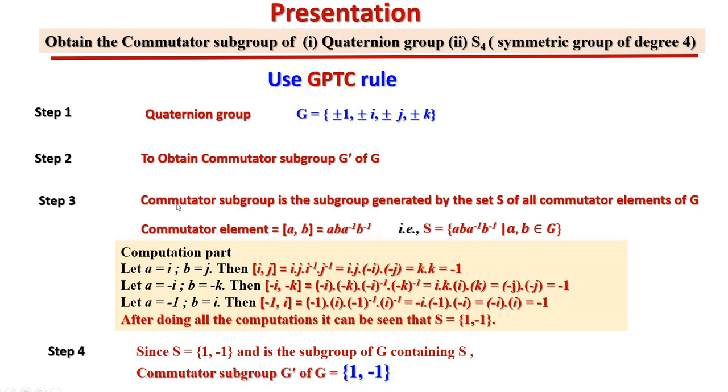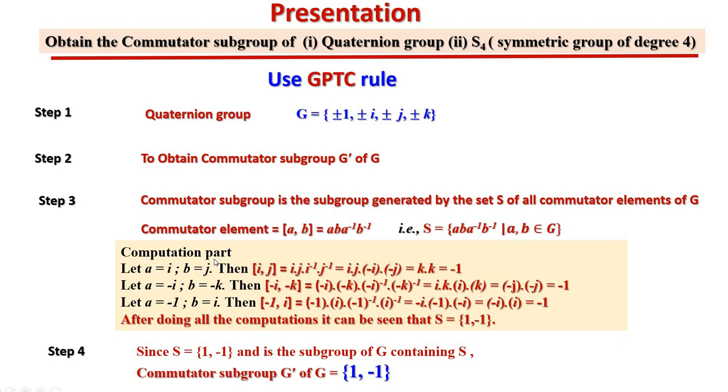Now what is a commutator subgroup? The commutator subgroup is the subgroup generated by the set S of all commutator elements of G. So S is nothing but the commutator elements of G. Then what is a commutator element? It is denoted in this way: a, b, a inverse, b inverse. So this must be written first. This is the main part of your proof, the technique that you are going to use. So for that, you must know the definition of commutator subgroup, and that has to be written.